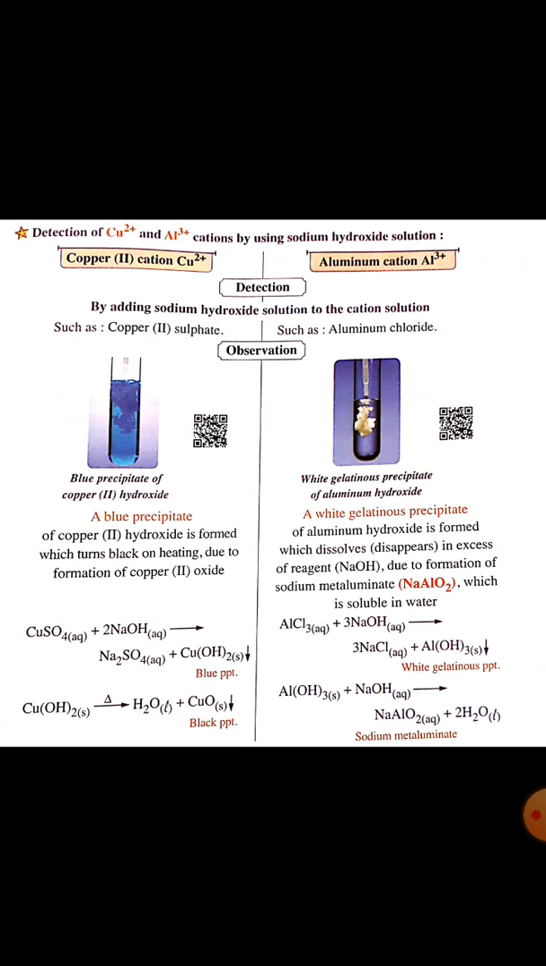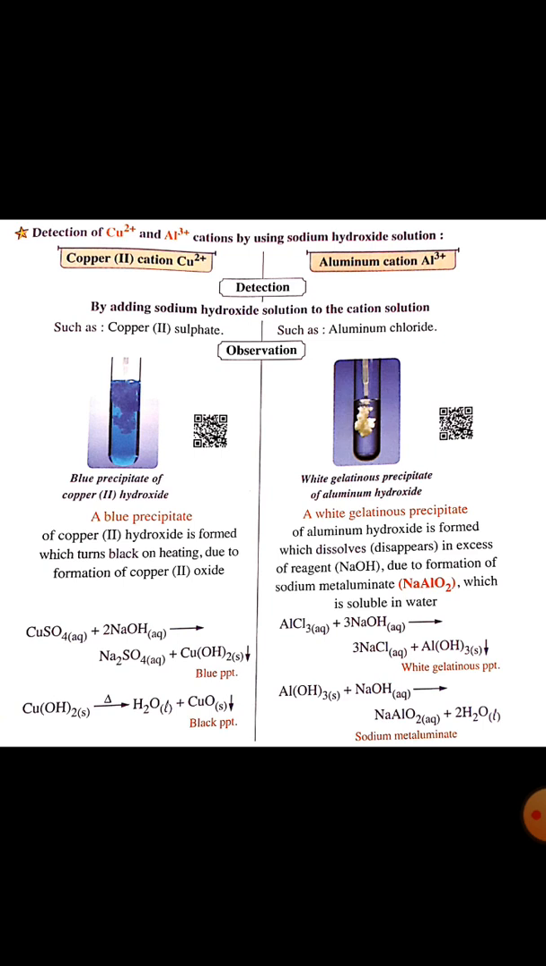What happens? The reaction takes place, double substitution, to get sodium sulfate and copper hydroxide precipitate as a blue PPT. Now, by heating, this blue PPT changes into copper oxide, which is a black PPT. So, if that happened, that was copper positive 2.